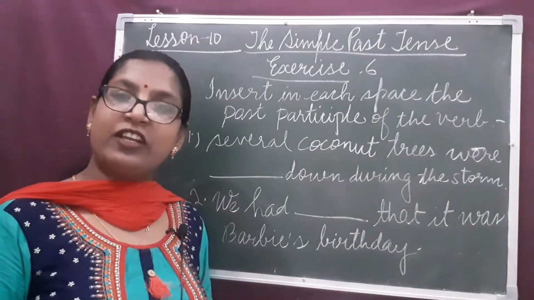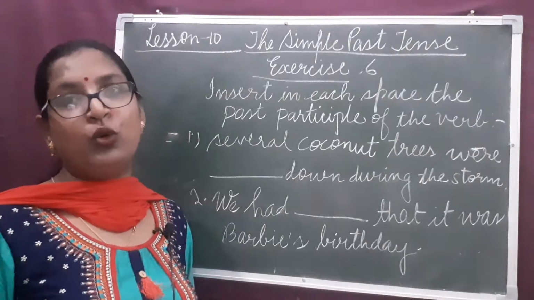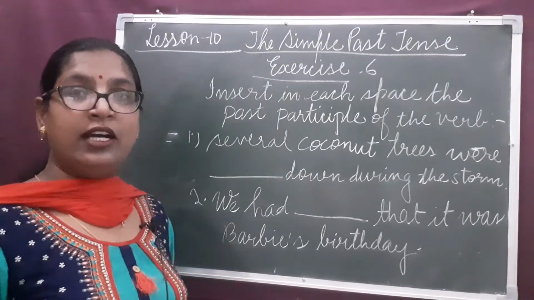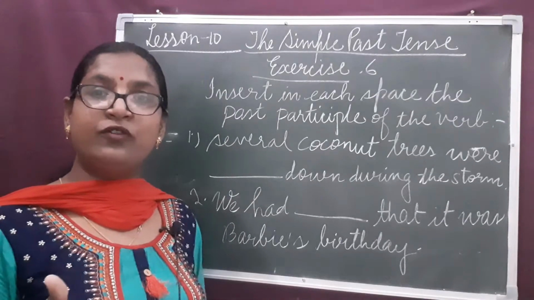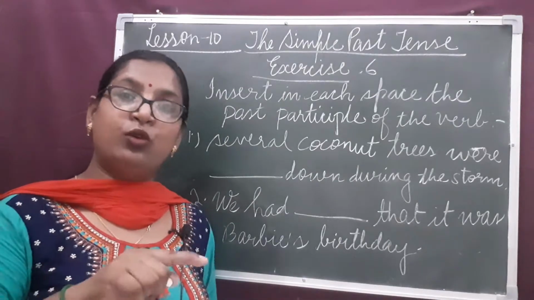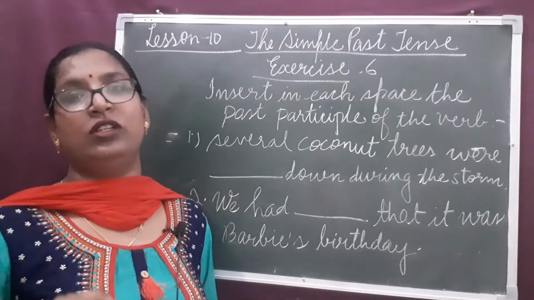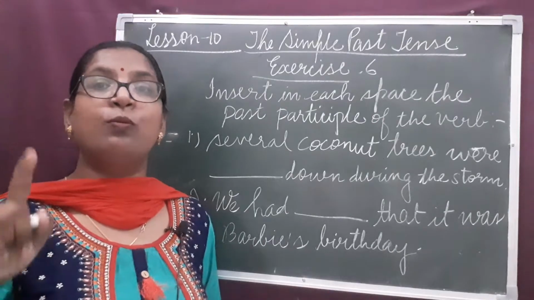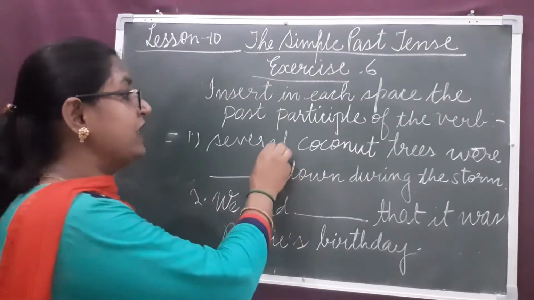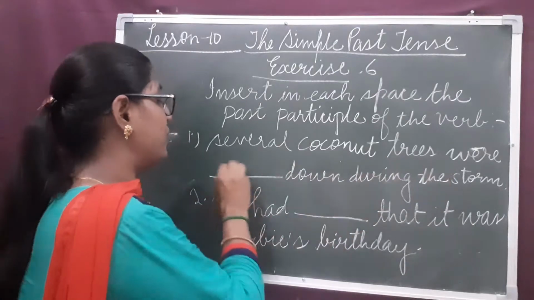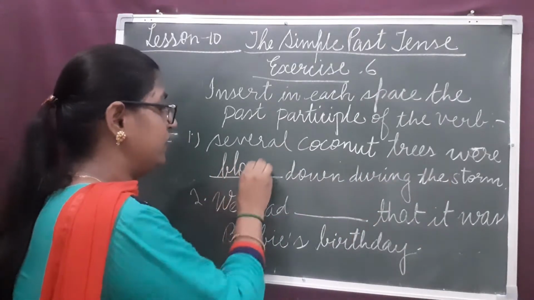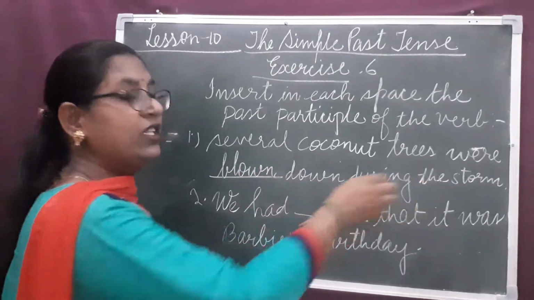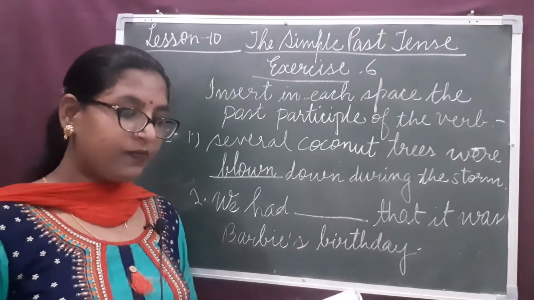The verb given here in the bracket is blow. And the three forms of the verb blow are blow, blew, blown. The third form of the verb is blown. So, several coconut trees were blown down during the storm.